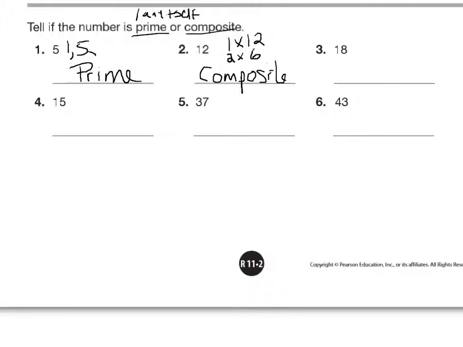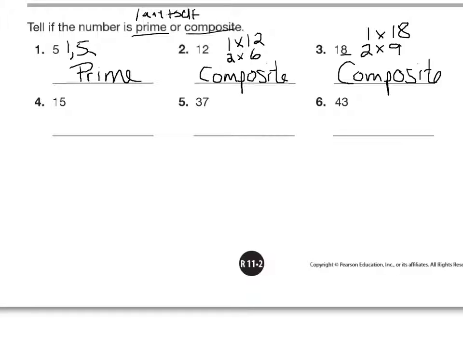Alright, for number 3, 18. We have 1 and 18. And we also have at least 2 and 9. You know 2 is in it because it's even, right? 18 is an even number, so you don't have to go any farther. It is a composite number because it has more factors than 1 and itself.